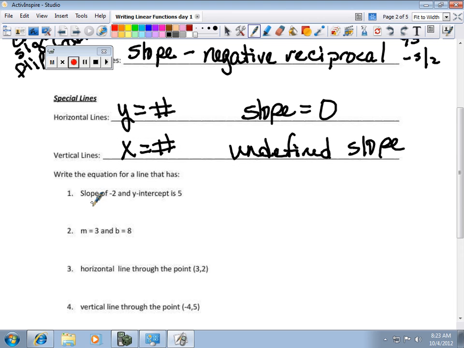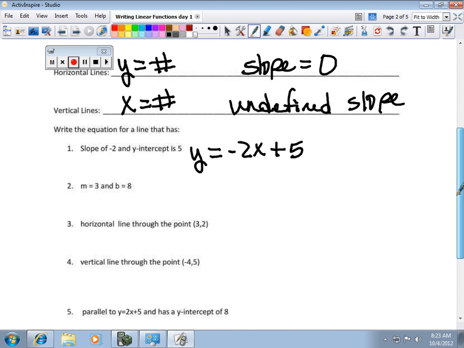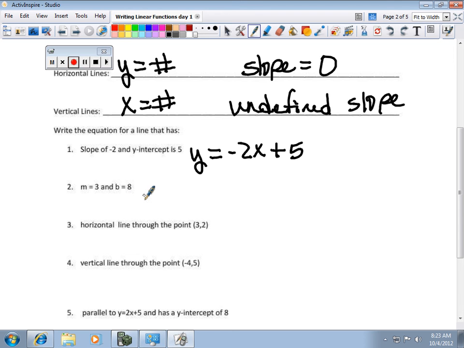So if they want you to write an equation for a line that has a slope of -2 and a y-intercept of 5, you just put that into your y equal mx plus b. Y is equal to, m is your slope, so it's -2, x plus b is your y-intercept, so that's 5. Y equal -2x plus 5 is your equation. If they give you m equal 3 and b equal 8, same thing, you put them into y equal mx plus b. Y is equal to 3x plus 8.